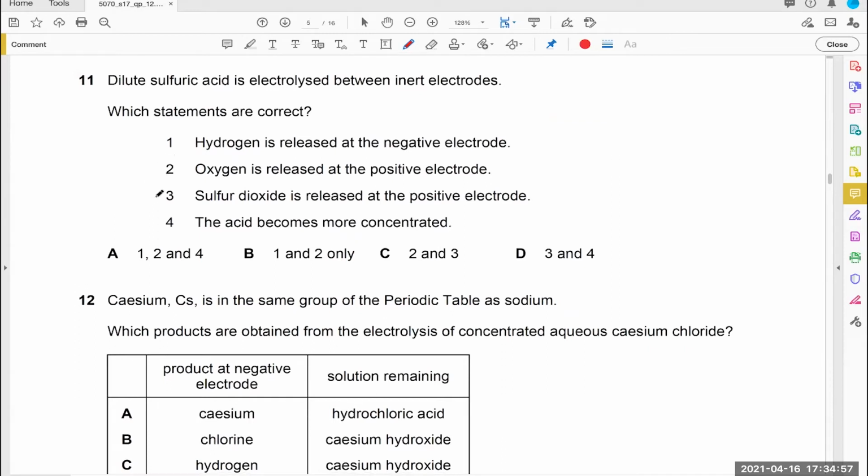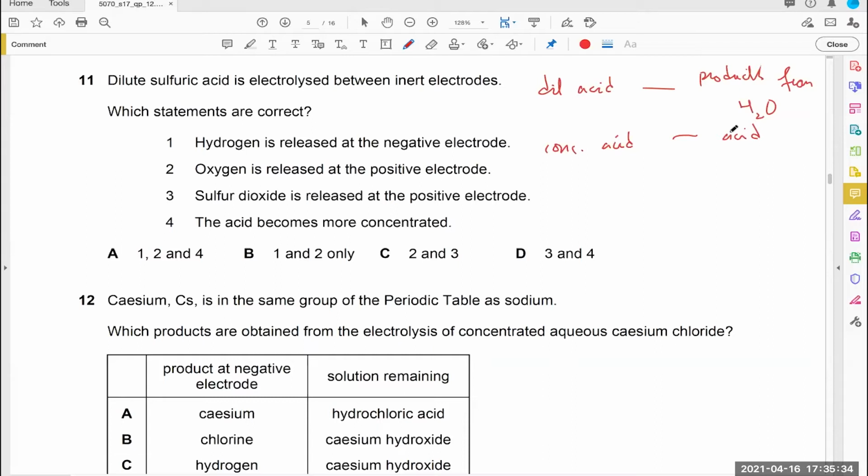Dilute sulfuric acid is electrolyzed between inert electrodes. I told you that if you have dilute acid, then it is water that breaks down, which means hydrogen will come, oxygen will come. If you have concentrated acid, then it is the acid that breaks down. Keep this in mind. Dilute acid, products from water, and concentrated acid, products from acid. So if you have concentrated HCl, you will get hydrogen and chlorine, but if it is dilute HCl, you will get hydrogen and oxygen because water is the one that's breaking down.